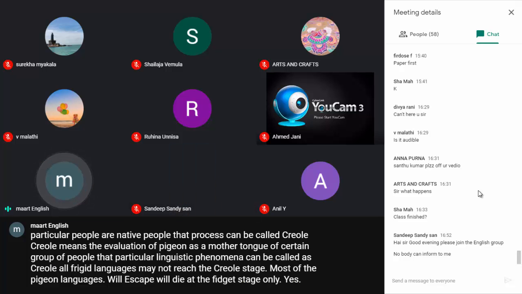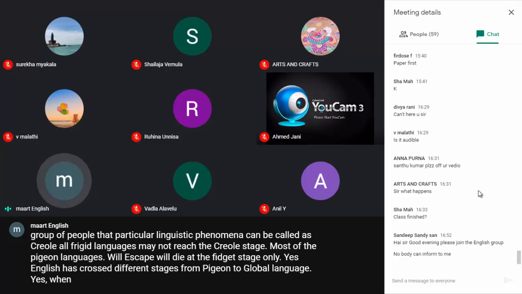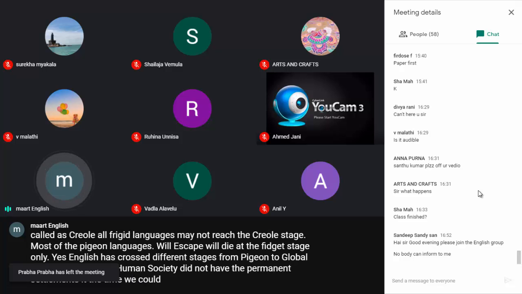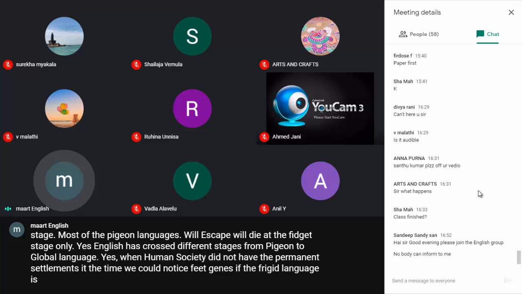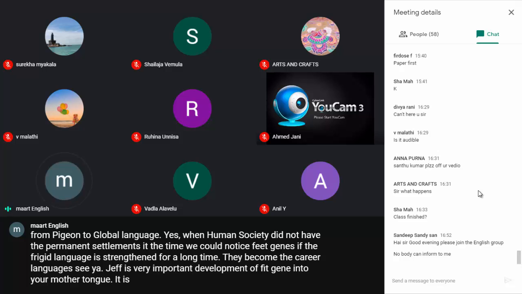English has crossed different stages from Pidgin to global language. When human society did not have permanent settlements, at that time we could notice Pidgins. If the Pidgin language is strengthened for a long time, it becomes a Creole language. See, F is very important. Development of Pidgin into a mother tongue is noticed as Creole.